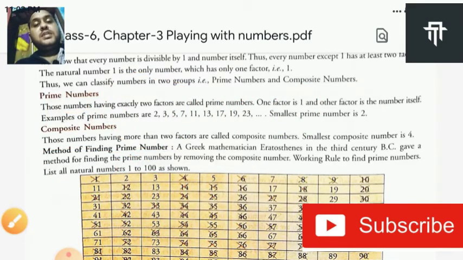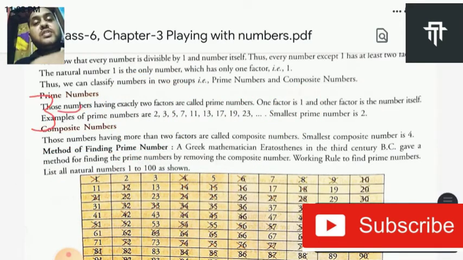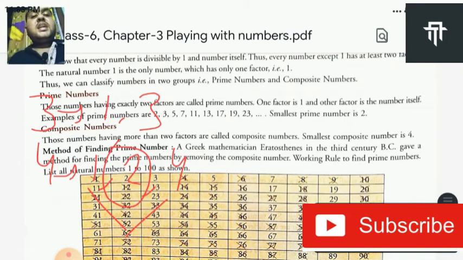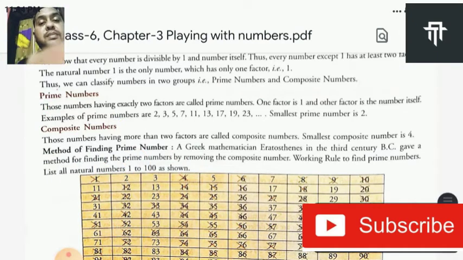Next is 3. 3 is divisible by 1 and 3, so 3 is also a prime number. Next is 4. 4 is divisible by 1, 2 and 4. So 4 is divisible by 1 and itself and one more number. If there is any other number, then it is not a prime, it is a composite number. So 4 is a composite number. 4 is the first composite number, which is even. Next one is 5.